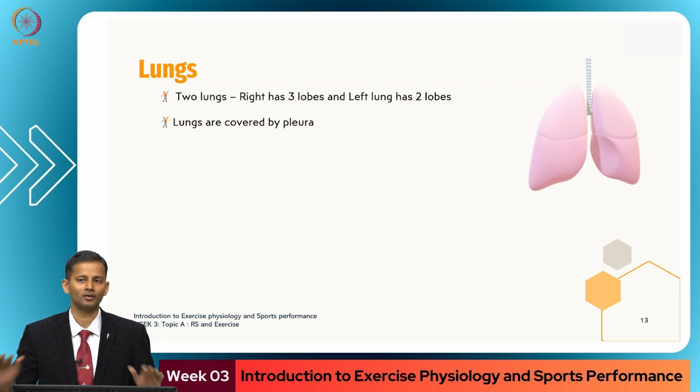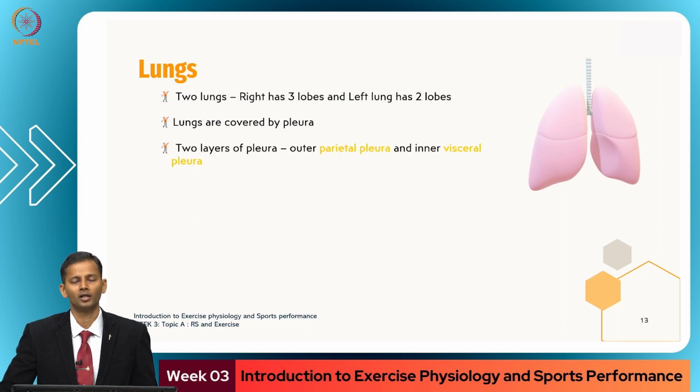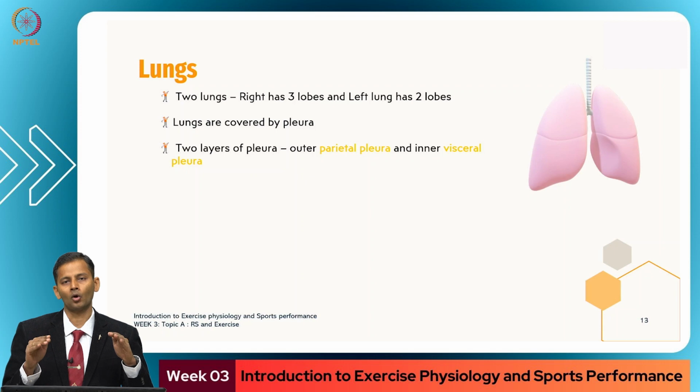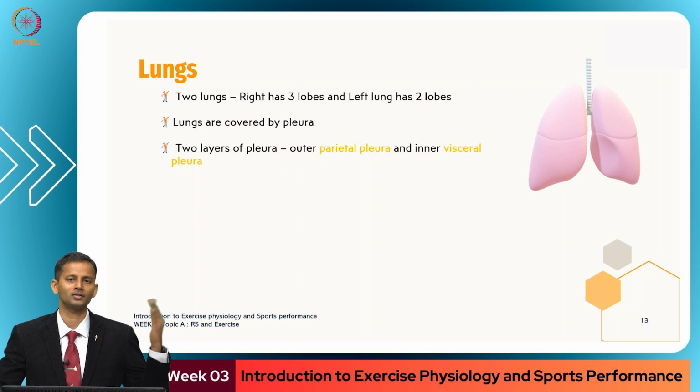The lungs are covered in toto by a layer called the pleura. There are 2 layers of pleura, one layer closely along the lung, the visceral pleura, and then there is the outer layer which lays along the thoracic cage. That is called the parietal pleura. Parietal is outside, so it's the outer layer.